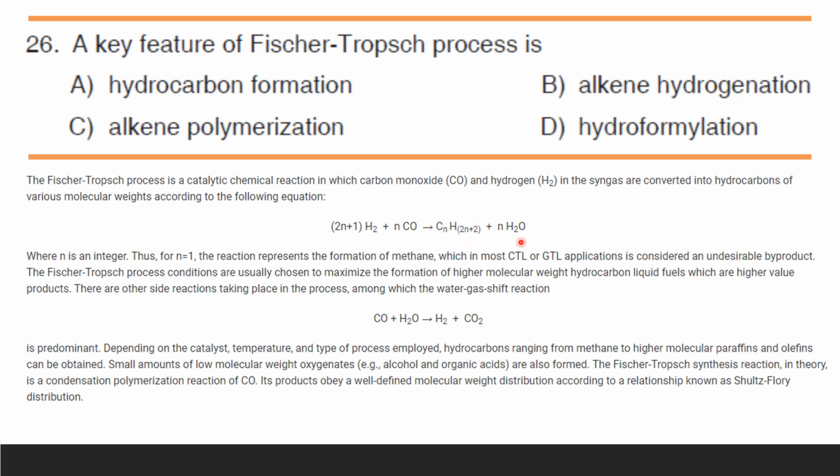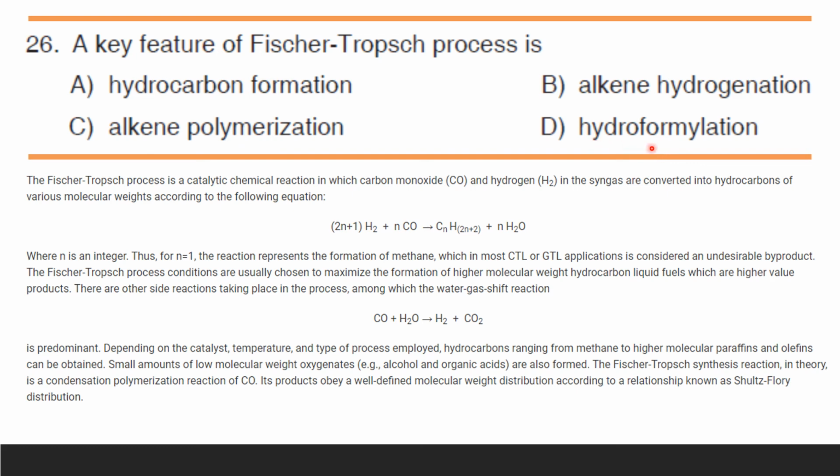So by making use of this reaction, we can synthesize a number of hydrocarbons starting from the lower member to the higher member. So whatever we need, we can synthesize utilizing this Fischer-Tropsch process. Now coming to other options like alkene hydrogenation. So it's a reaction where you have a reduction of alkene to alkane. In alkene polymerization, n number of alkene units will combine to form a polymer. And in hydroformylation, you can actually convert an alkene to an aldehyde by adding H2 and CO.